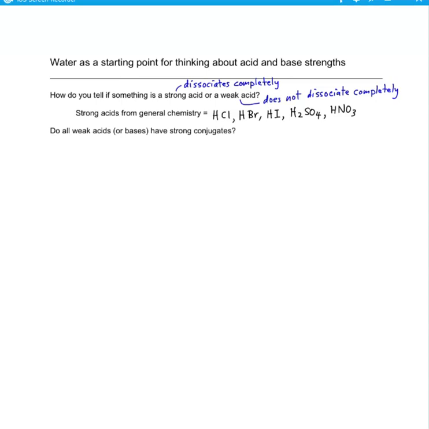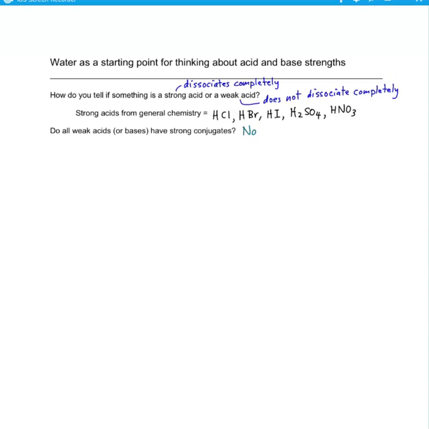Now, when you do this, the answer that I'm hoping you came up with is no. So it's not the case that all weak acids have strong conjugate bases. It's not the case that all weak bases have strong conjugate acids.